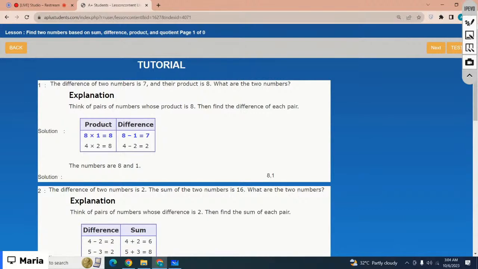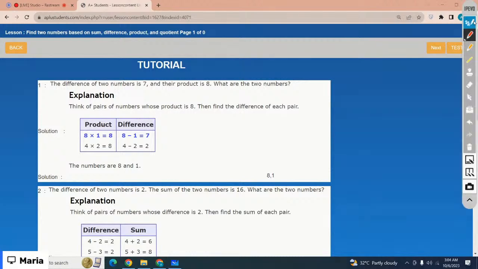Let's look for the difference first. 8 minus 1 is 7. When you multiply them, 8 times 1 is 8. You can see the difference of the two numbers is 7, and when you multiply them, that would be 8. So the correct option is 8 and 1. Their difference is 7 and their product is 8. Got it?